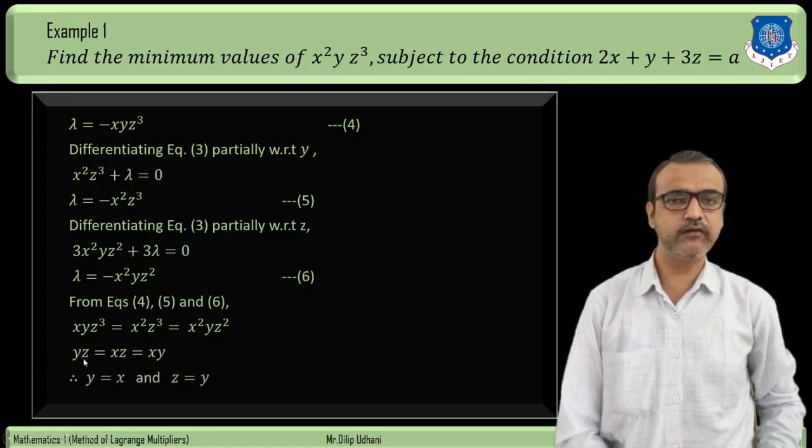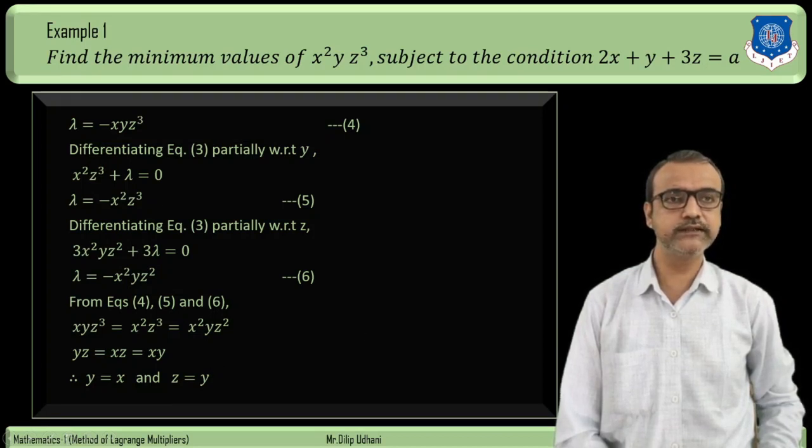So if you equate yz equals xz, we will have y equals x, and if you equate xz equals xy, we will have z equals y. Here we have y equals x and y equals z. So we have x equals y equals z.